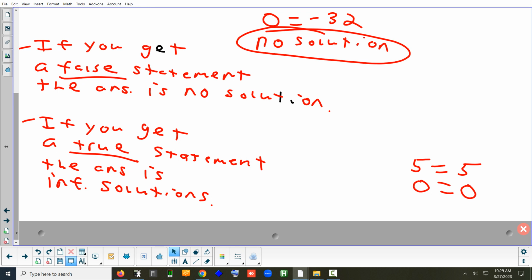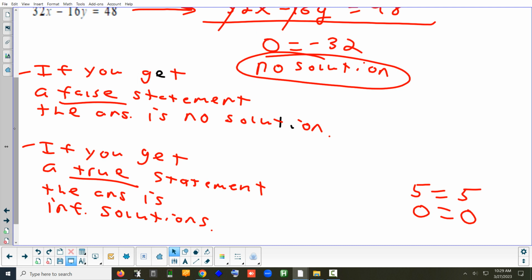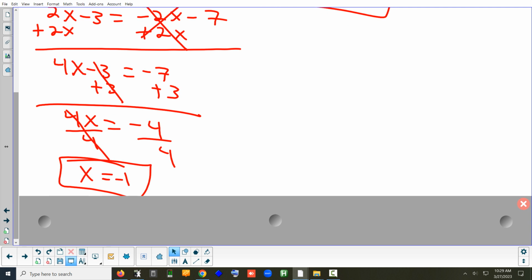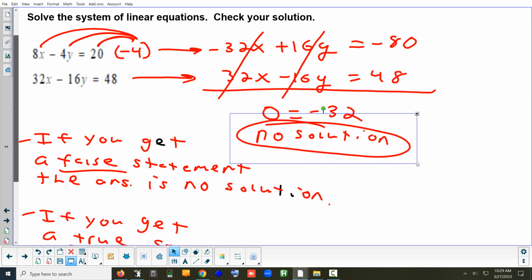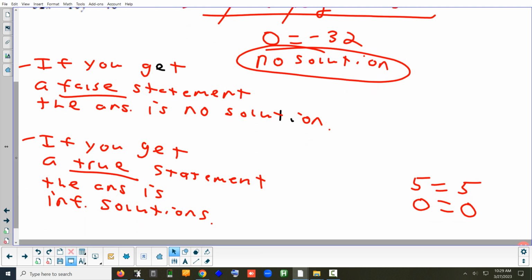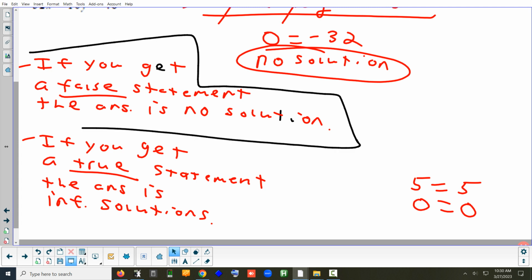But this one is a no solution because you ended up with a statement that's false. The only way you can end up with a false or a true statement is if all the letters disappear. If all the letters don't disappear, then it's just like the problems we've been doing. You'll get a number for x, and you'll get a number for y. And that's a normal case. But these are the two special things that can happen.